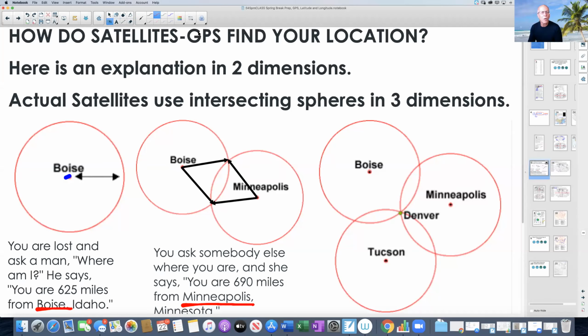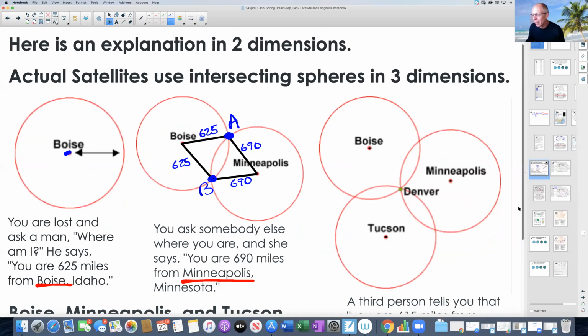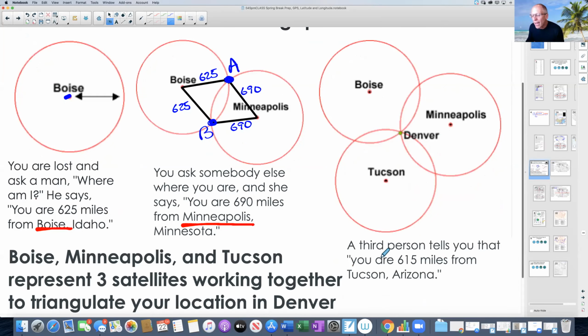Pete, can you give your assessment, please? It narrows it down a bit more, or oh my god, it narrows it down to only two points, guys. It can be either point A or point B. When two satellites talk to each other, they can find you in two separate points. Now, enter the third satellite. A third person tells me that I am 615 miles from Tucson, Arizona. And guess what? Am I in position A or position B?